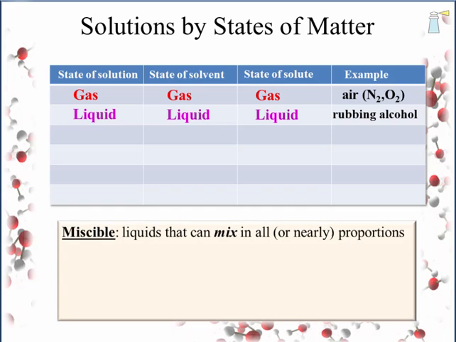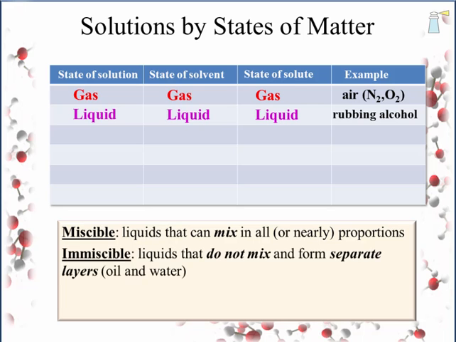An important term associated with this type of solution is miscible. It implies that the liquids involved in the solution, the solvent and the solute, will mix completely together in all or nearly all proportions. Contrast that with immiscible. These are liquids that do not mix completely and generally form separate layers. Oil and water is a good example of immiscible liquids. Think of how salad dressing will separate into different layers when left to sit.